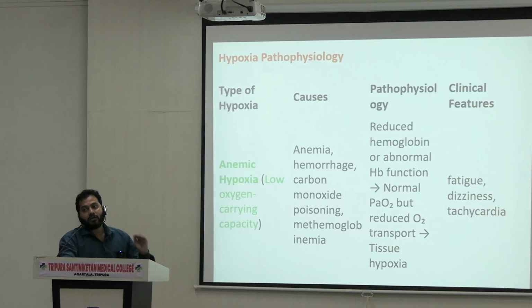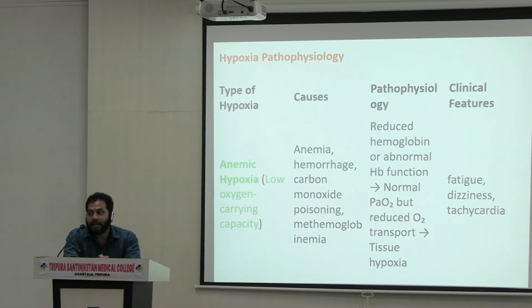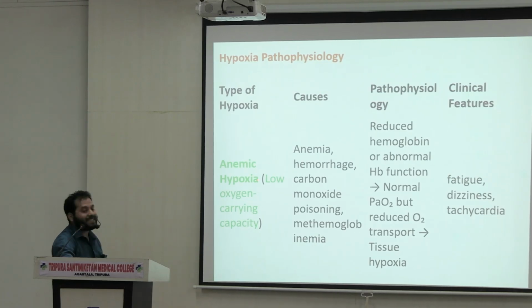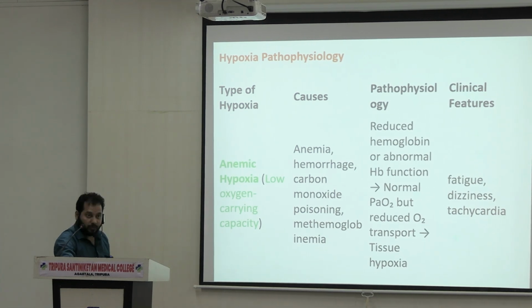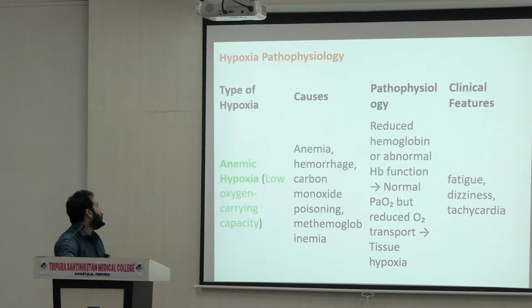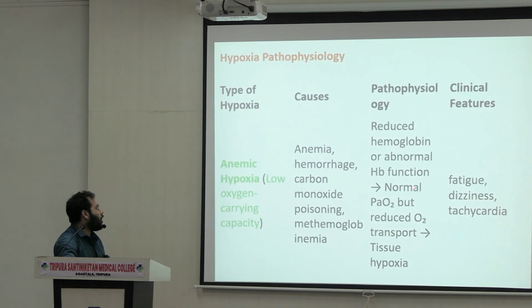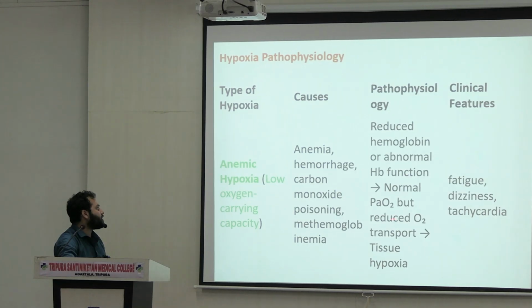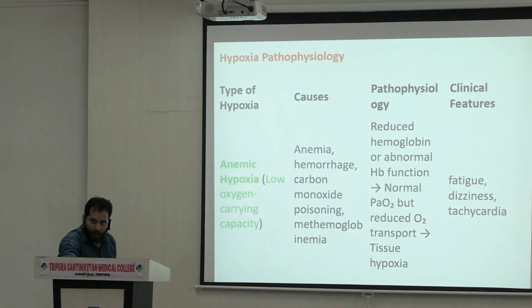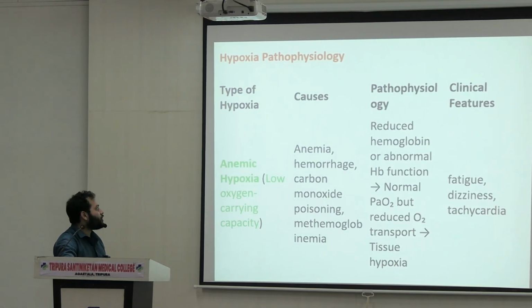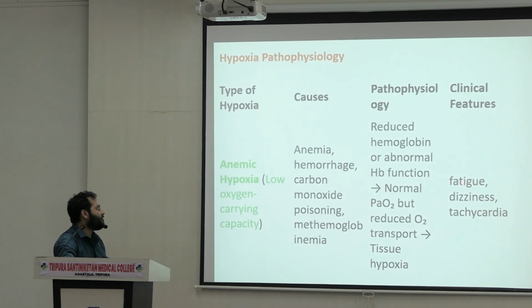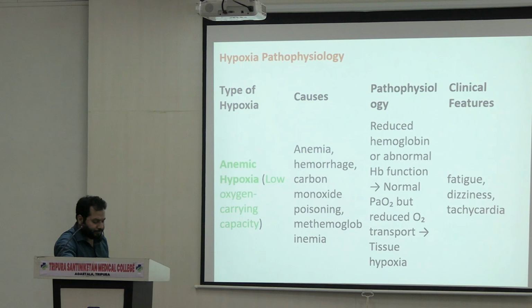But here, though there is a decrease in oxygen carrying capacity, the partial pressure of oxygen in artery is normal, right? The only thing altered here is low oxygen carrying capacity, and it is only due to the reduced hemoglobin molecule. So you can see here normal PaO2 but reduced oxygen transport and tissue, ultimately tissue hypoxia. So what are the clinical features of anemic hypoxia? These are some clinical features, that is fatigue, dizziness and tachycardia.